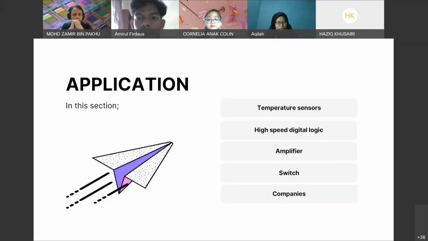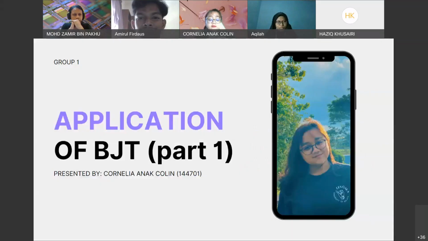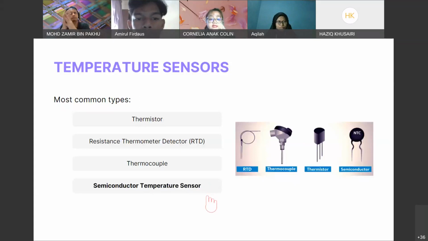So my name is Cornelia Colin, and I'll be talking about the application of BJT part 1. So these are the temperature sensors. The most common types are these 4: thermistor, resistance temperature detector or RTD, thermocouple, and semiconductor temperature sensor. But in this section, I'll be talking specifically about the semiconductor temperature sensor.